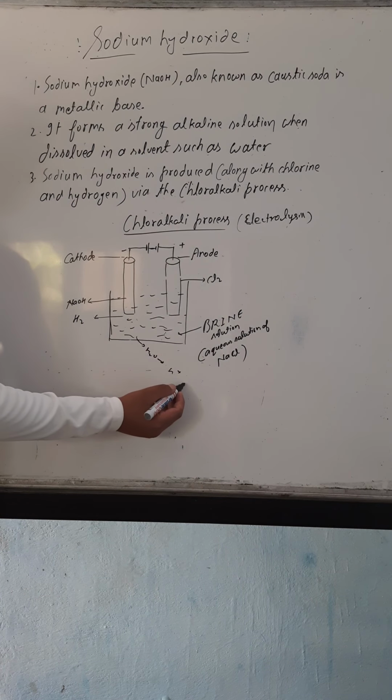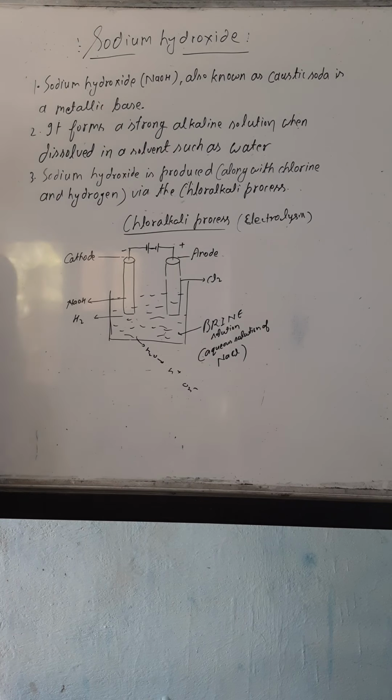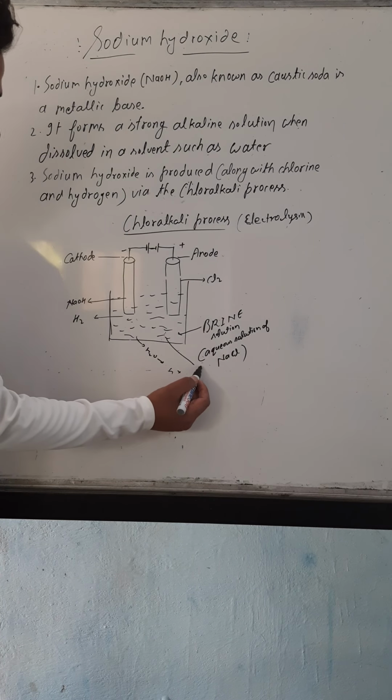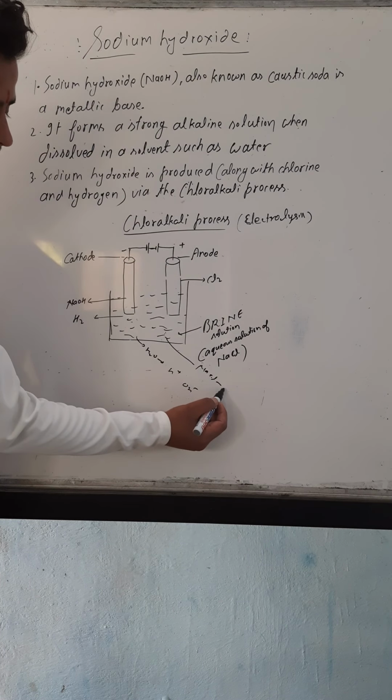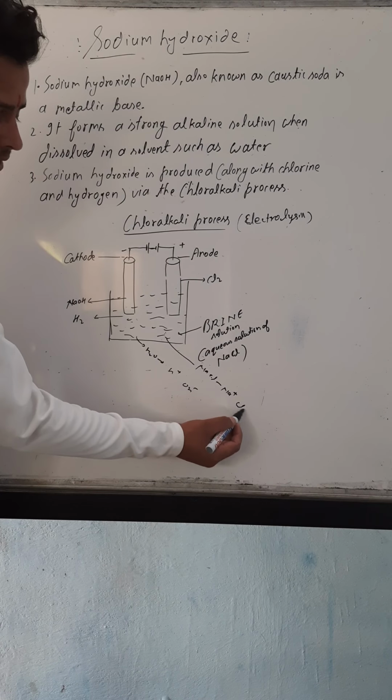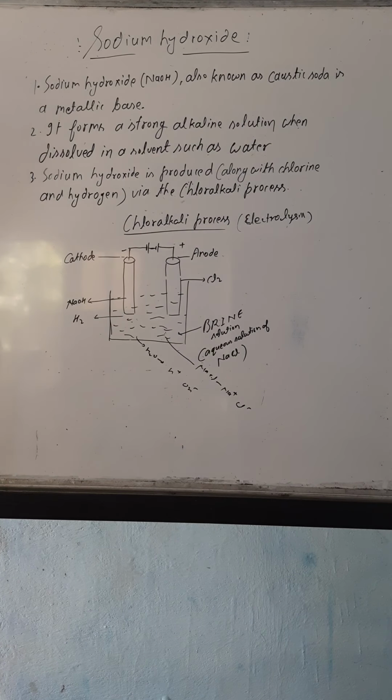Water will split into hydrogen and hydroxide ion. And then in this brine solution you have NaCl. And this NaCl will split into Na positive and Cl negative ion. Okay. Now what will happen?